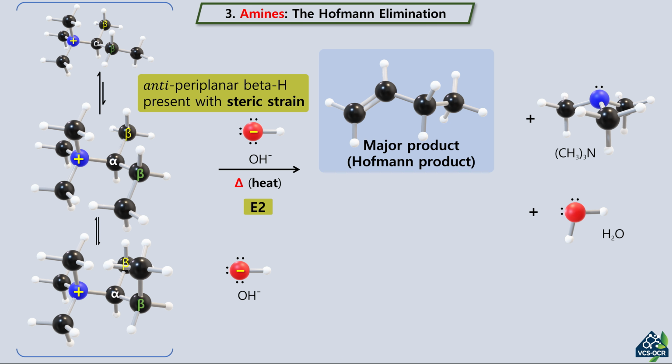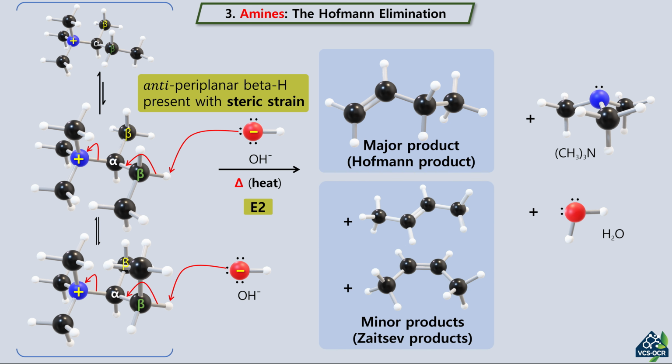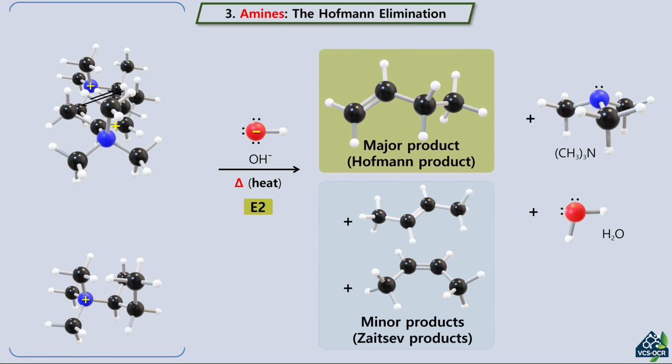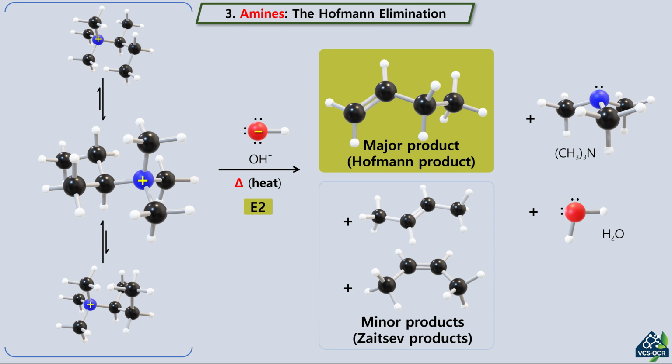This steric strain makes the abstraction of the more hindered beta hydrogen kinetically unfavorable, causing the more substituted Zaitsev product to form only as a minor component. Consequently, the base preferentially abstracts the most accessible, least hindered beta hydrogen, favoring the less substituted alkene, the Hofmann product. Additional reactions of amines will be covered in detail in a future video dedicated specifically to amine chemistry.